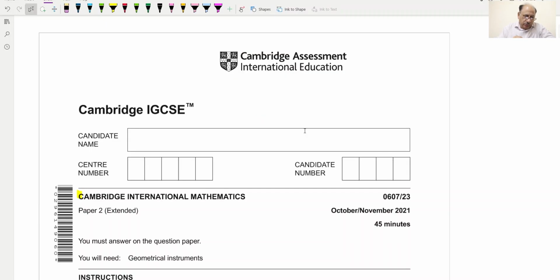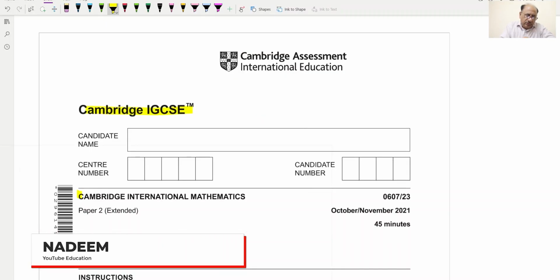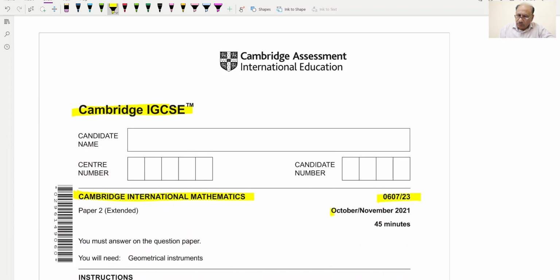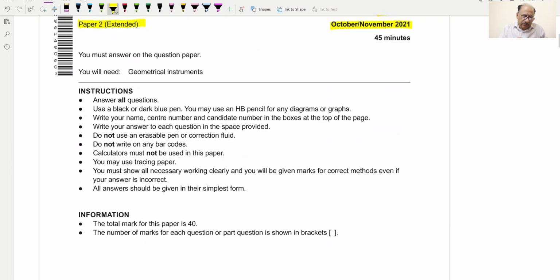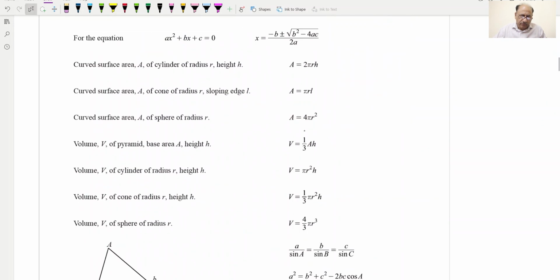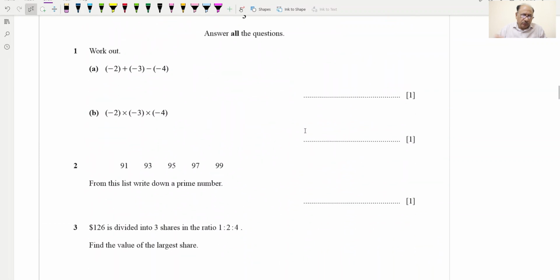Hello everyone. Today we'll be going through Cambridge IGCSE International Mathematics 0607, 23 October 2021, and this is Paper 2 Extended. Keep in mind this is a non-calculator paper. You can't use a calculator in this paper. Let us move to Question number 1.